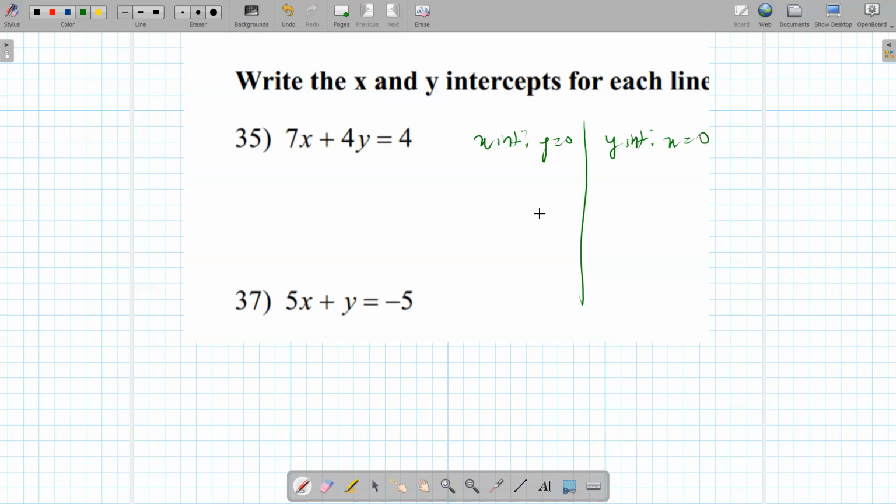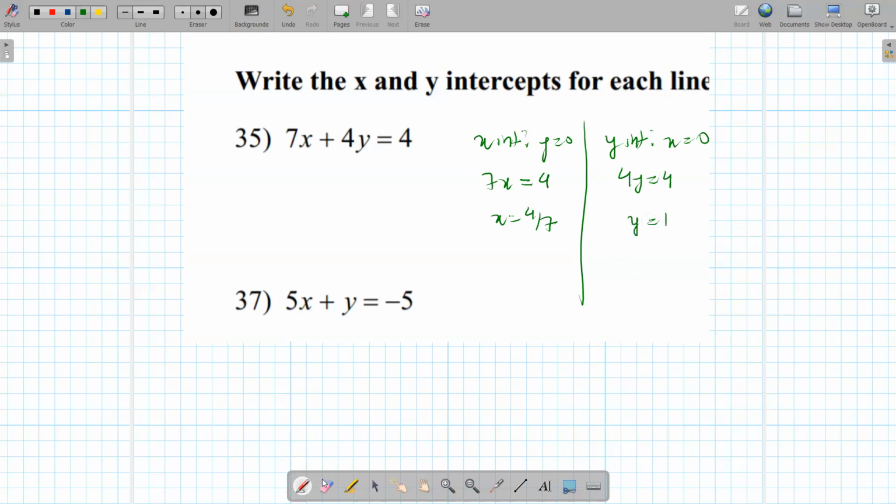So for x-intercept, we're going to plug y as 0. So 7x plus 4 times 0 is 0 gives x-intercept 4/7. What do we do for y-intercept? We said x is 0. So what does this equation become? 7 times 0 plus 4y equals 4. Exactly, and then you divide both sides by 4, y is 1.